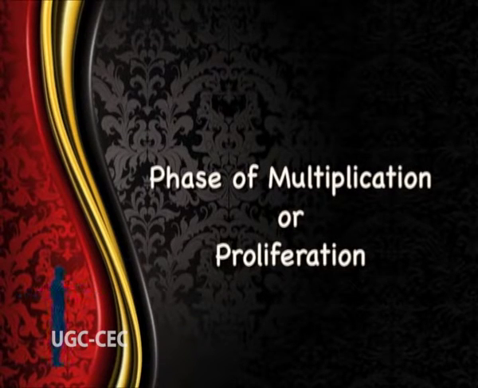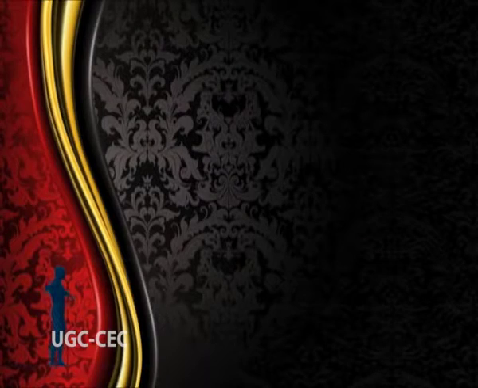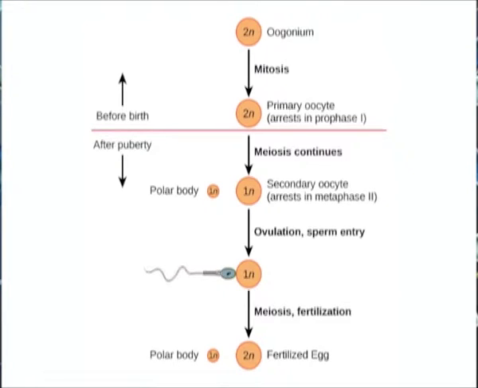Phase of multiplication or proliferation. The primordial germ cells become the oogonia or the egg mother cell. The oogonial cells eventually undergo proliferation by repeated mitotic divisions, giving rise to the eggs and become primary oocytes when cell division ceases. From primordial germ cells to oogonia and up to the formation of primary oocyte, no conspicuous changes have been traced. Now, they enter into a period of growth.